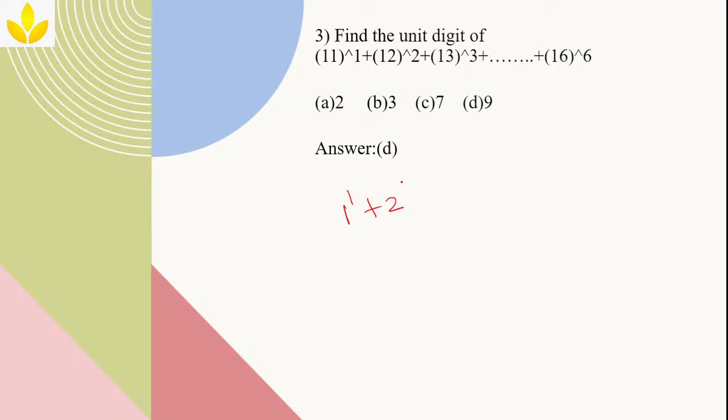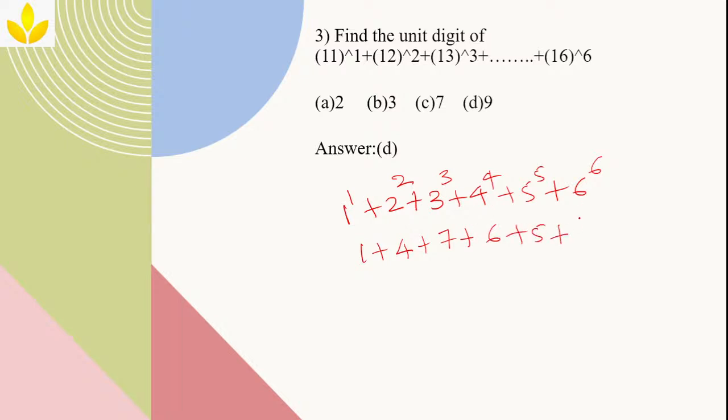I'll try to solve it very quickly. 2 power 2, 3 power 3, 4 power 4, 5 to the power 5, 6 to the power 6. 1 to the power 1, 2 square is 4, 3 cube, last digit is 7, 4 to the power even number is 6, 5 to the power any number is 5, 6 to the power any number is 6. When you add all of this, you will get the last digit as 9. Okay. So, please add all of them and check the last digit as 9.